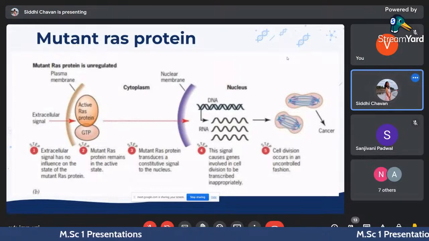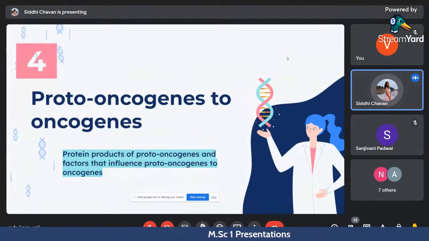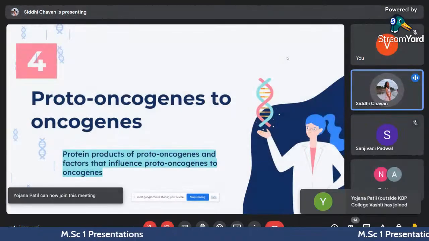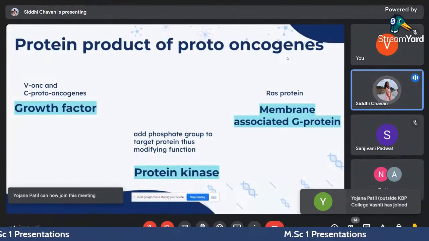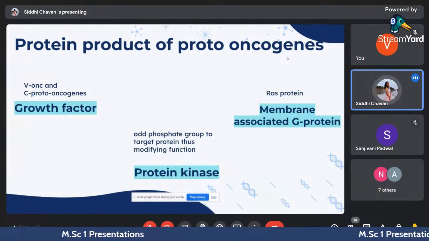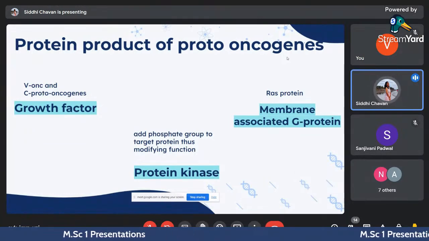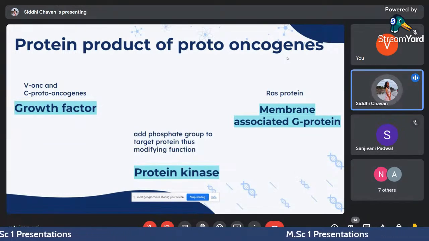So this is the mutant RAS. Now let's look at how proto-oncogenes transfer to the oncogenes. But before moving on, let's look at the protein products of the proto-oncogenes. Well, the proto-oncogenes are the normal cellular genes that regulate cell growth and differentiation. They often encode proteins such as growth factors, protein kinases, membrane-bound G proteins, etc.